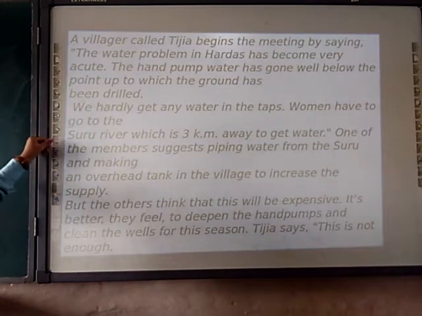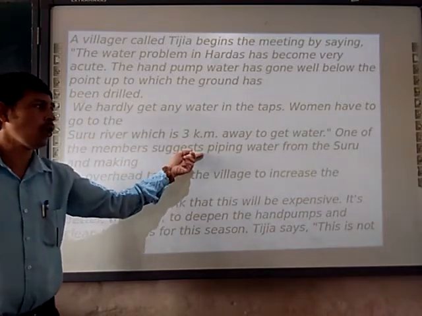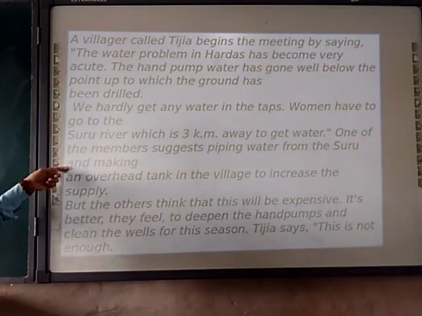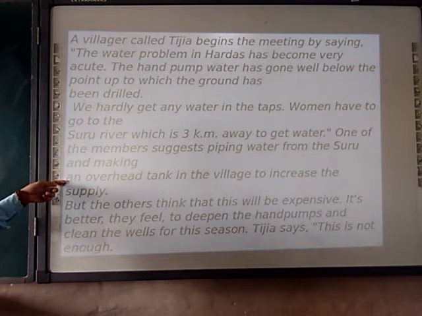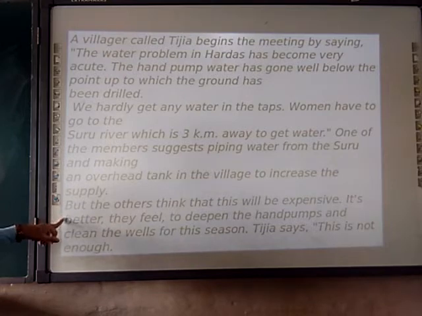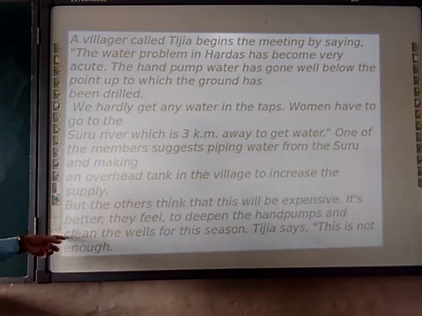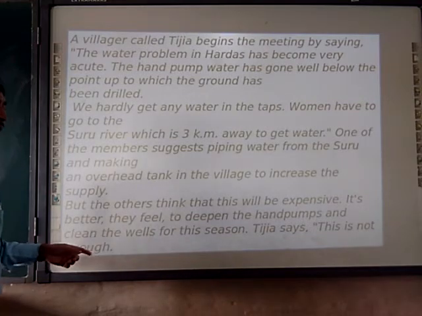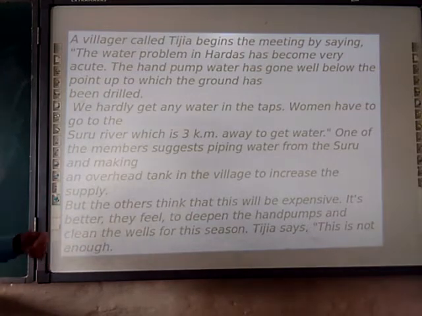One of the members suggested piping water from the Suru and making an overhead tank in the village to increase the supply. But the others think that it will be expensive and it's better, they feel, to deepen the hand pumps and clean the wells for the season. Teja said this is not enough.